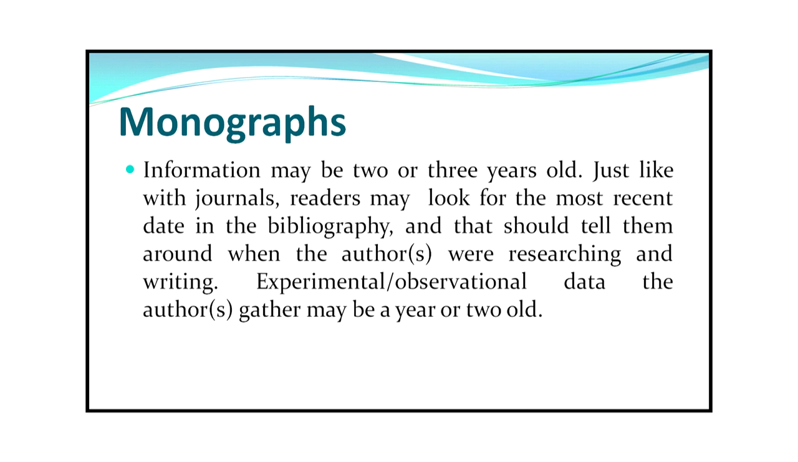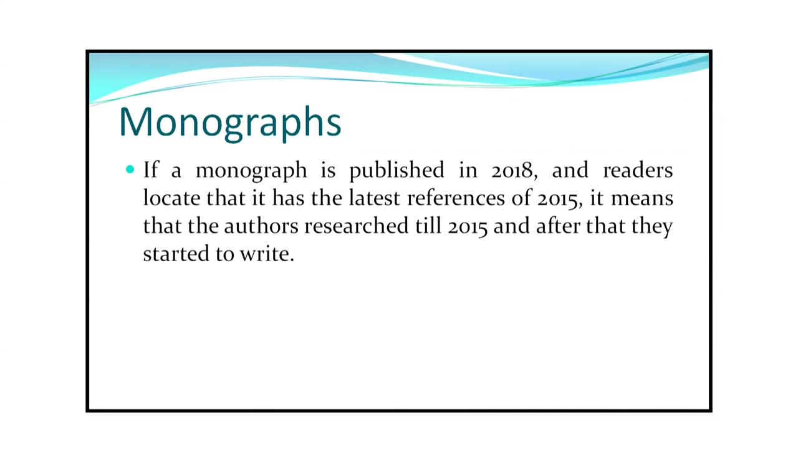Just like with journals, readers may look for the most recent date in the bibliography of monographs, and that should tell them around when authors were researching and writing. Experimental data, observational data, which the authors gather or collect, may be a year or two old. If a monograph is published in 2018 and readers locate that it has the latest reference of 2015, it means that the authors researched till 2015 and after that they started to write.